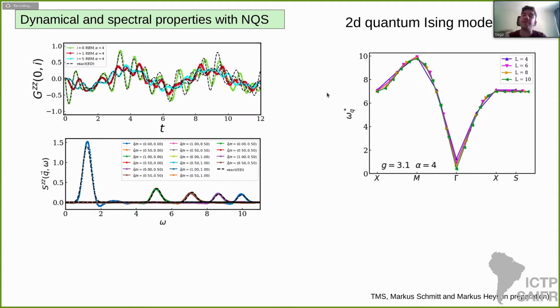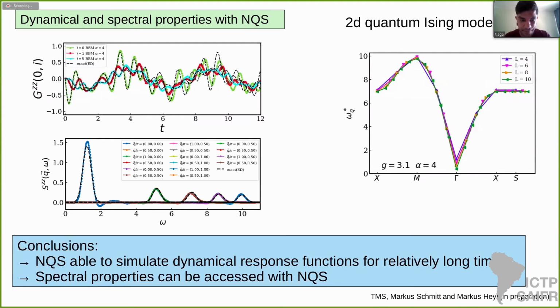But with this method, we can reach system sizes that are beyond what we can do with exact diagonalization, with exact results. So here is the spectrum of the 2D quantum Ising model for system size up to 10. Okay. This is just to give an idea of some results that we have, but the idea is to propose a method to compute these spectral properties and response functions using this approach.